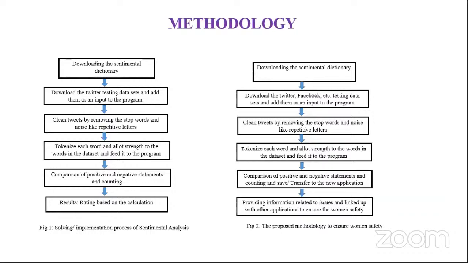Here we also remove stop words and noise data, and after that we allot strength to each word, count positive words and negative words, and transfer them to the new application. It will be developed slowly, and it can provide information about a place, or even we can use it for our safety. The methodology can be used not only in human safety, it can be extended to tourism, any places like shopping malls, and similar things.